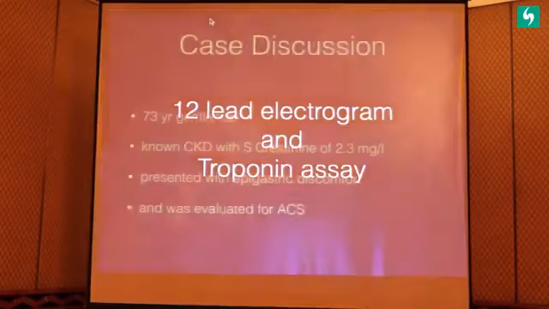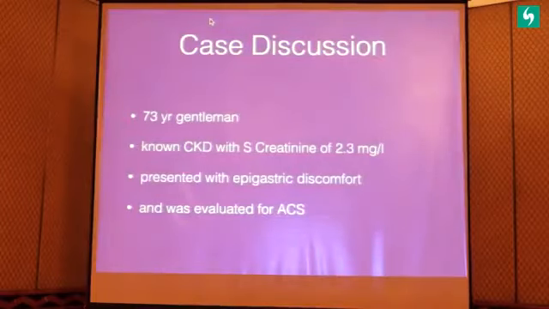Let's look at a 73-year-old gentleman, known case of chronic kidney disease. Serum creat is 2.3, so we know that we have to be careful. Presented with epigastric discomfort. And unfortunately for us, this patient got admitted under the nephro unit because the creatinine was borderline and he was known CKD. So now he comes with epigastric discomfort. But fortunately, the nephrologist did order an ECG and a troponin analysis.